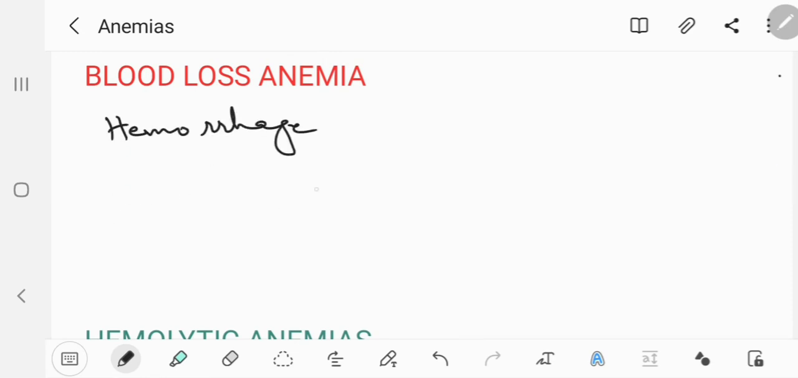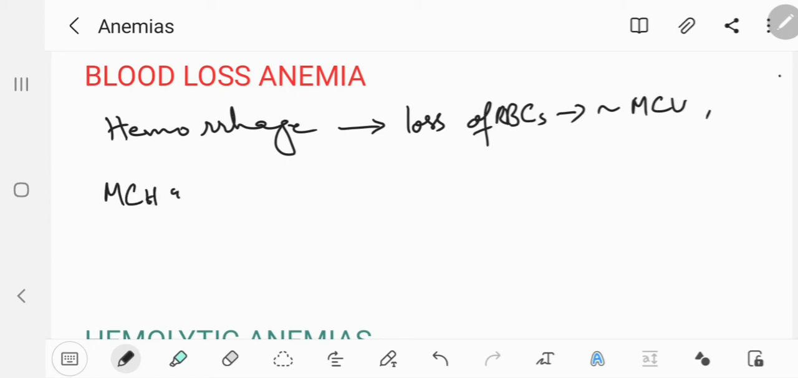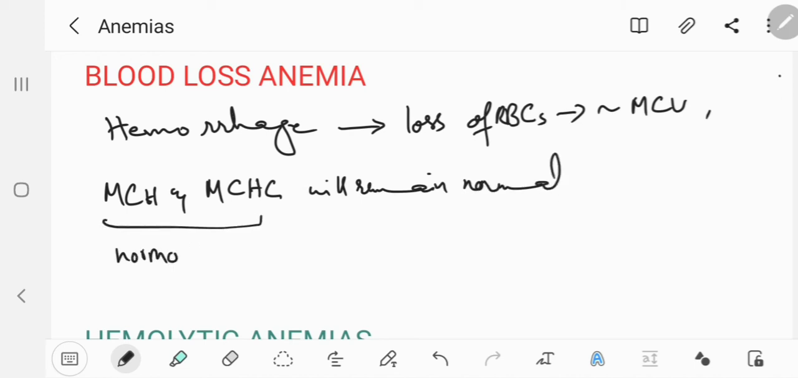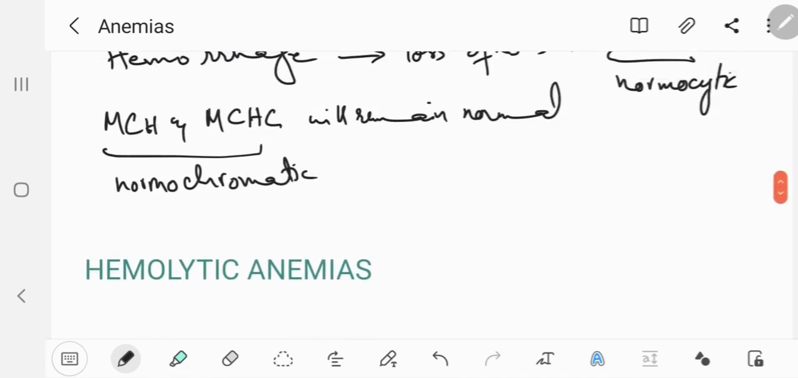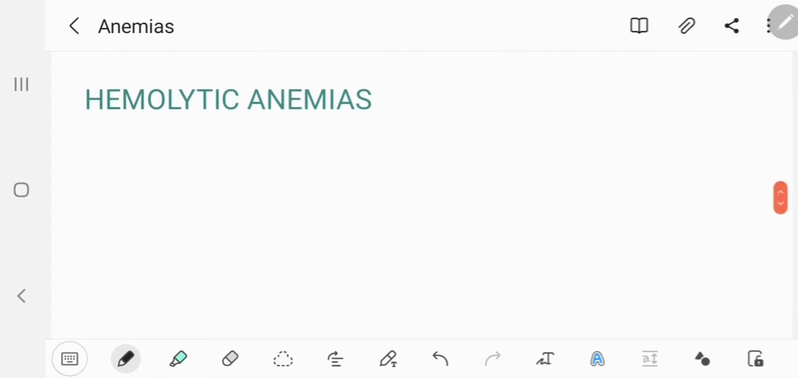Now, blood loss anemia. Blood loss anemia is due mostly to hemorrhage, and due to this there is increased loss of RBCs. So there will be no change in the MCV, MCH, or MCHC. So there will be normochromic and normocytic cells present in this anemia. The cause of the hemorrhage can be both internal and external.